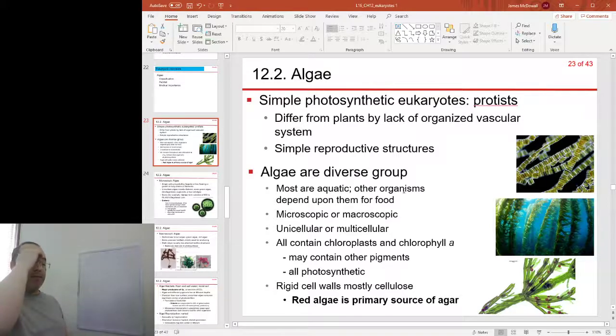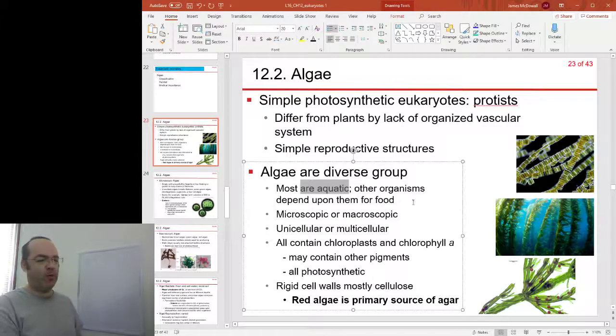If we were then to describe algae, we would say that they are typically simple eukaryotes. They are photosynthetic. Most algae are aquatic, whereas plants are terrestrial. There are microscopic single-celled algae. There are macroscopic, large algae. There are unicellular and multicellular algae. All of our algae contain chloroplasts, and they contain the chemical chlorophyll. In particular, they contain the chemical chlorophyll A.